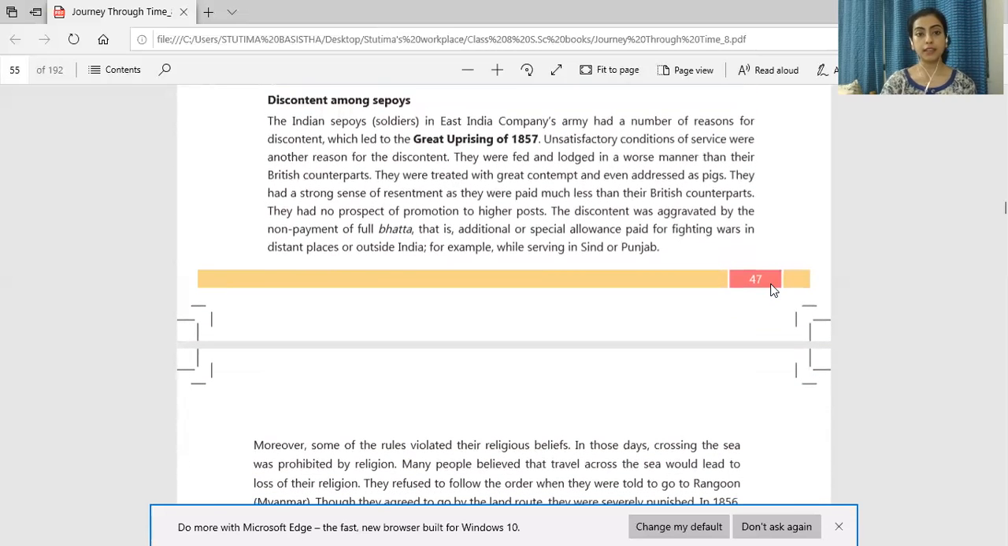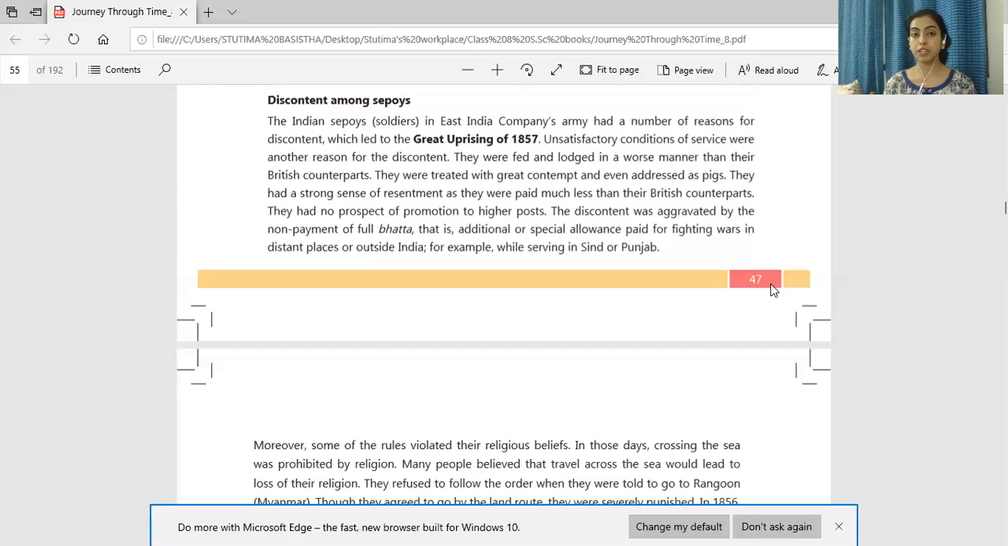Point number 4, discontent among sepoys. The sepoys mean soldiers, all right. So the soldiers who used to work under the British, under the English East India Company, had several reasons for being unhappy, and this became another reason for the cause of the revolt of 1857. First, there was unsatisfactory condition of work. All right, the Indian soldiers were not given good working conditions. And also they were not given proper food. They were not given a proper place to stay.